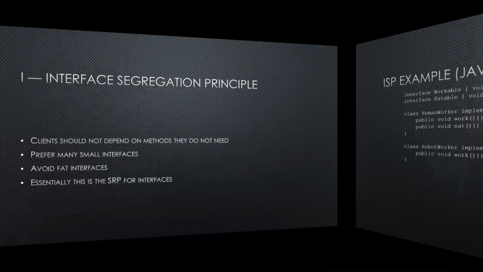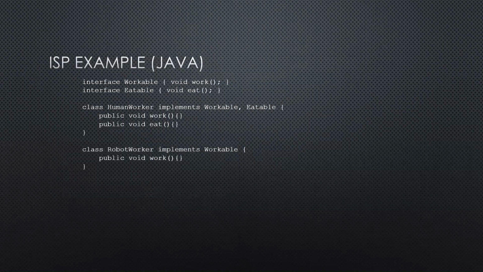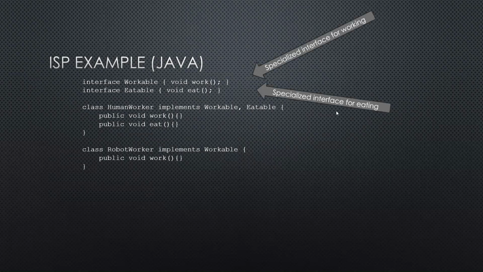Here's an example of the interface segregation principle. We have two specialized interfaces. We have a specialized interface for working and a specialized interface for eating. And we have two classes that implement these interfaces. Humans need to work and eat. Robots just need to work. They don't eat.